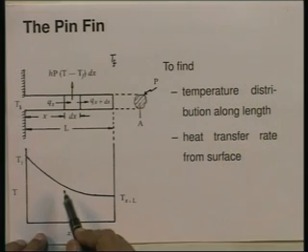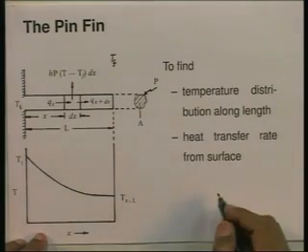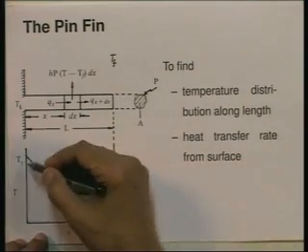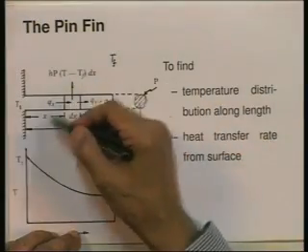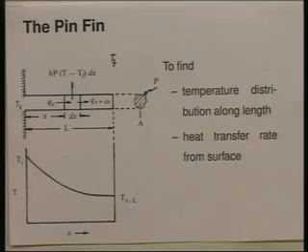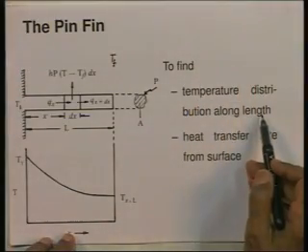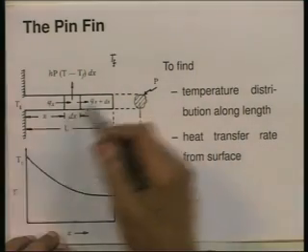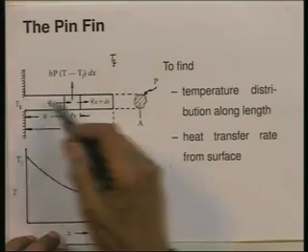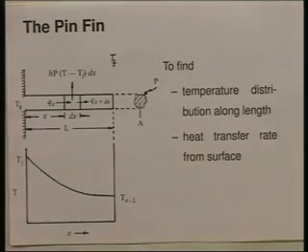We want to solve for this temperature distribution. This is a function of x, we would like to get T as a function of x. Once we have solved for it, we will be able to calculate the rate at which heat flows from the surface of this fin. So, our objective with this simplification, that is a pin fin, therefore T is only a function of x, is to find the temperature distribution along the length, that is T as a function of x, and to find the heat transfer rate from the surface of the fin all along its surface. That is our objective.